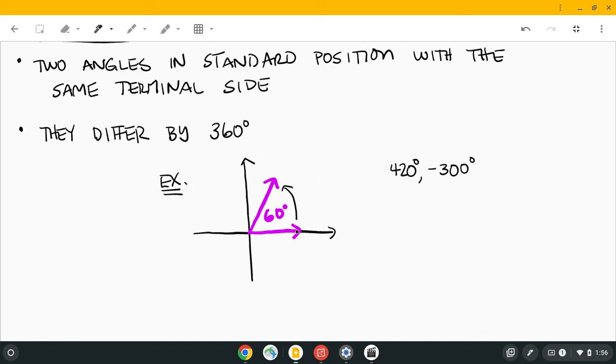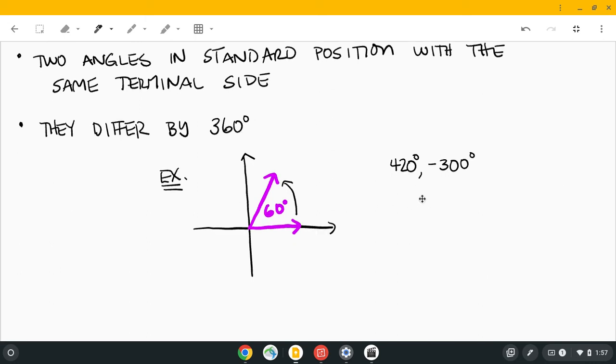Because if I do negative 300, I would go this direction, negative 180, negative 270, and not quite negative 360, 60 short. So this would be negative 300. Same thing with 420. I could go full circle, 360 degrees, and keep going 60 degrees more. So 360 plus 60 more would give me 420 degrees. Okay, so that's what we mean by coterminal.